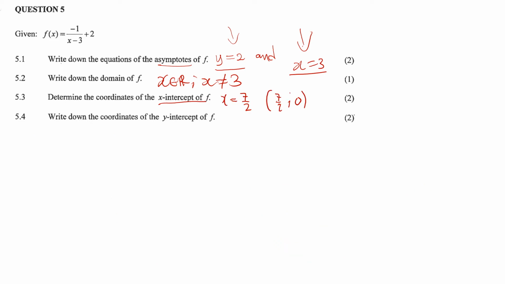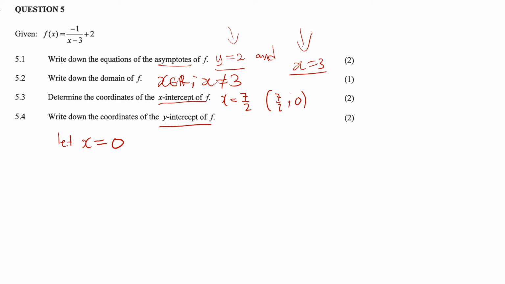5.4 says, write down the coordinates of the y-intercept of f. All right, y-intercept of f. So how do we get the y-intercept? We let x be equal to 0, then we solve for y.